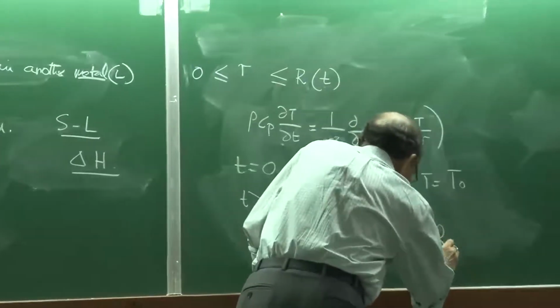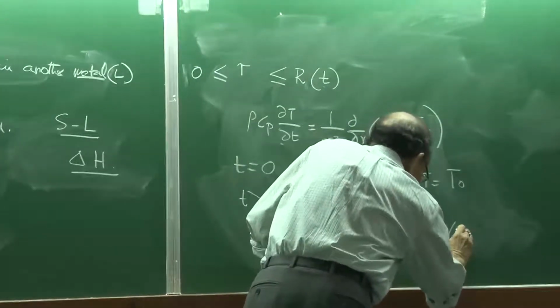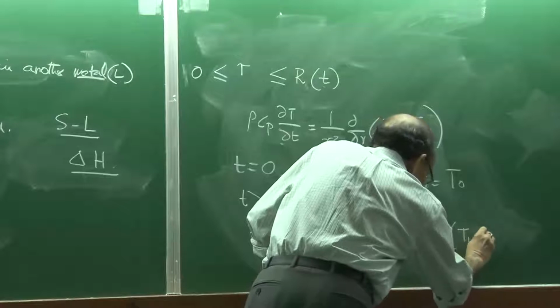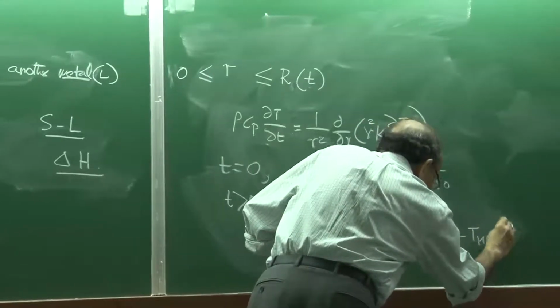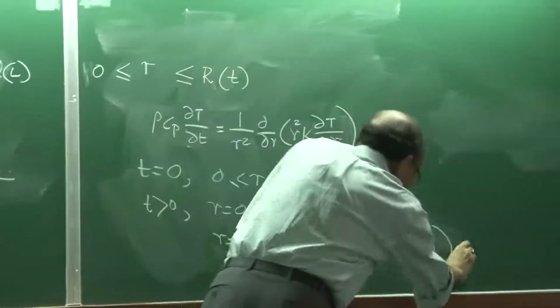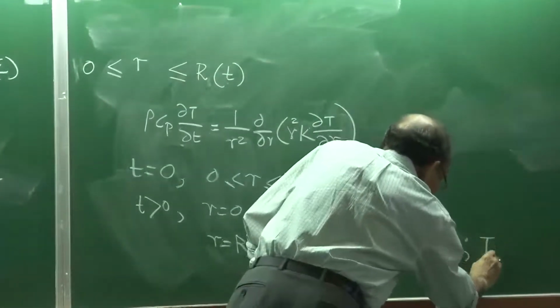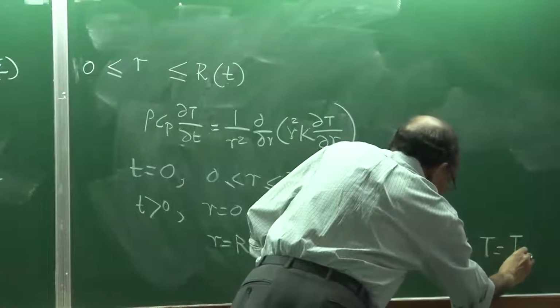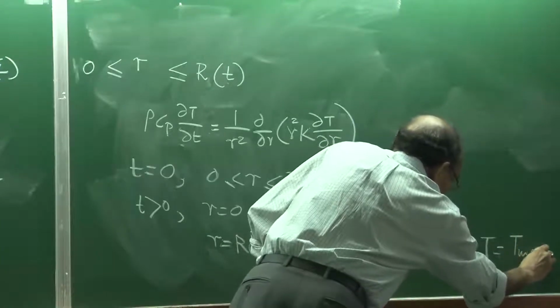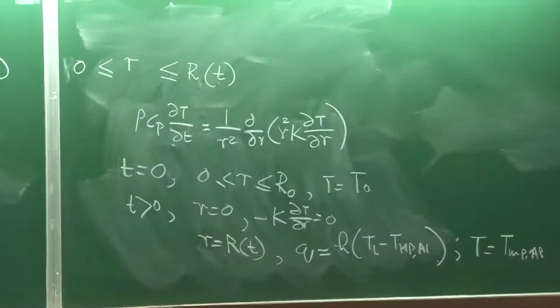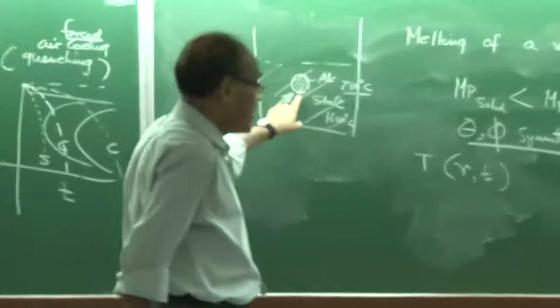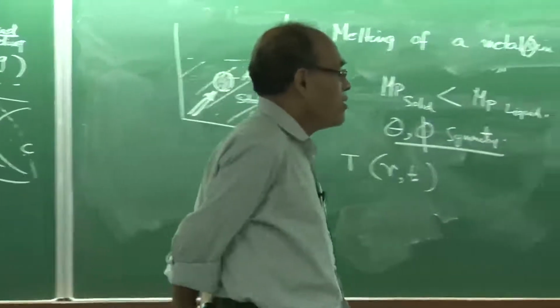At that particular point, we can apply two conditions. This represents the heat transfer coefficient, where I have T liquid minus T melting of aluminum. Or one can also say the other kind of boundary condition could be T is equal to T melting point, because the surface has always attained the melting temperature.